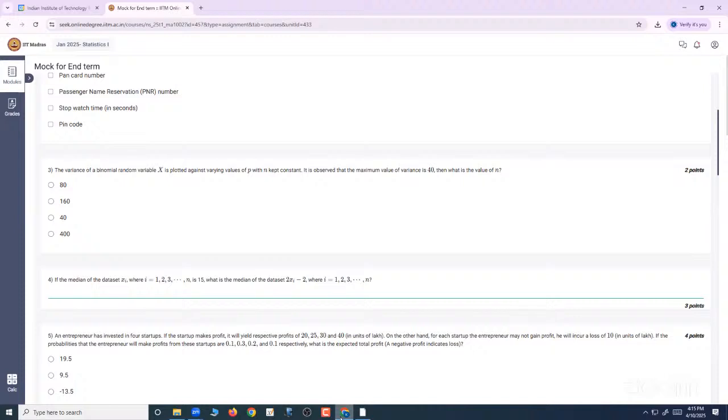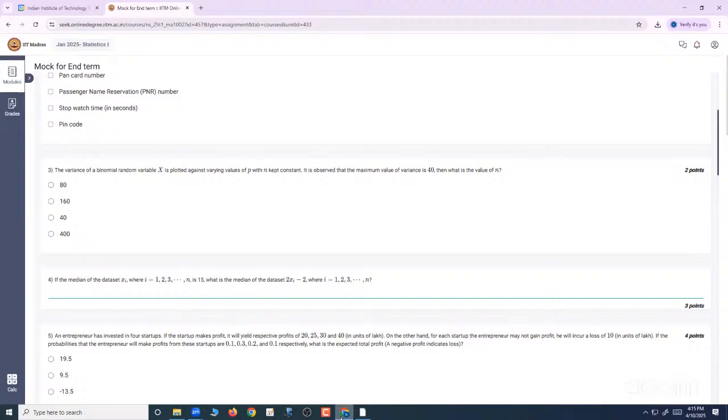Now, the fourth question states here: if the median of the data set xi, where i is going from 1 to n, is 15, what is the median of the data set 2xi minus 2, where i is going from 1 to n? The question is clear. You have been given the xi values, and the median is 15. Now you have to find the median for the data set 2xi minus 2.